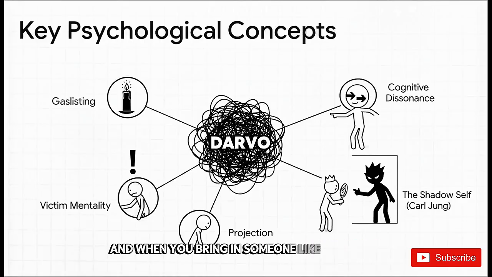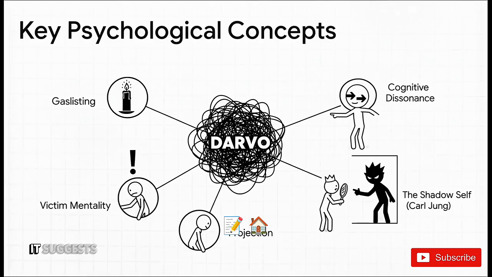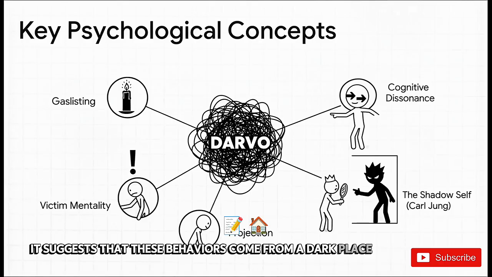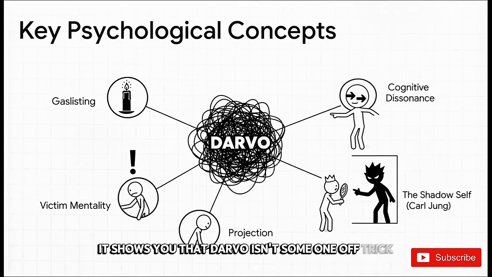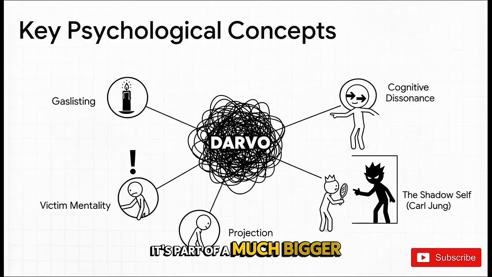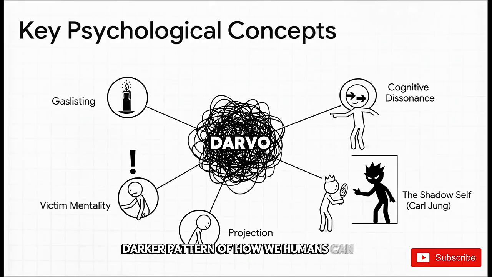And when you bring in someone like Carl Jung and his idea of the shadow self, whoa, that adds this whole other layer. It suggests that these behaviors come from a dark place that, honestly, we all have inside us, even if we don't like to admit it. It shows you that DARVO isn't some one-off trick. It's part of a much bigger, darker pattern of how we humans can be.